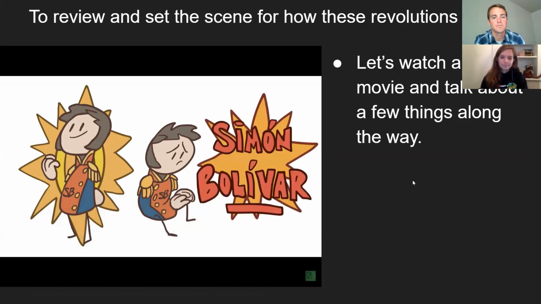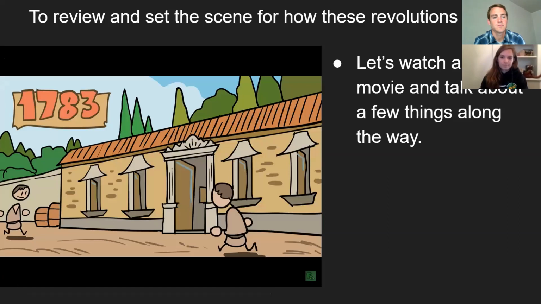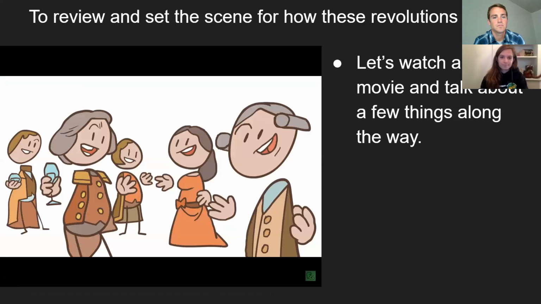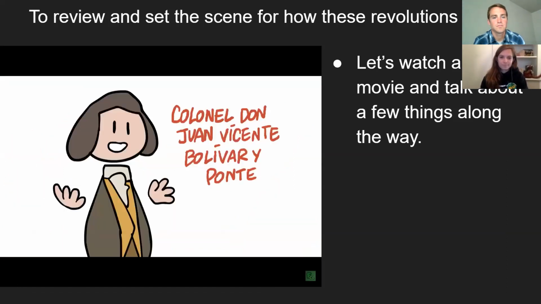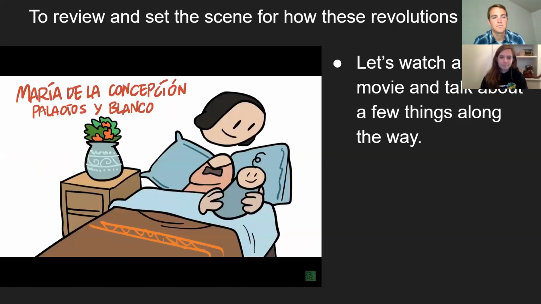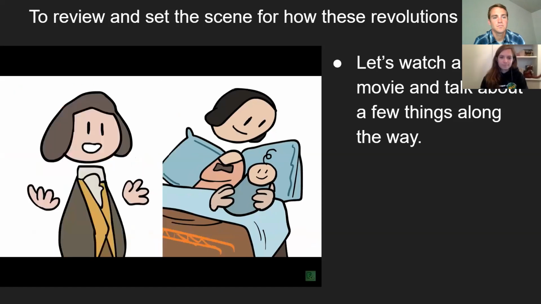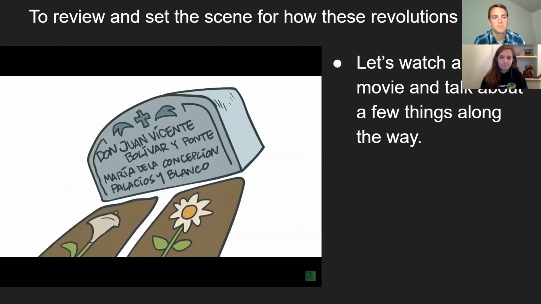Simon Bolivar, 1783. We're in one of the great houses of Caracas. On the lower floor, there's a celebration happening. All the leading people of the city are there. In the center is a man with eyes like a still lake, talking to the crowd. Upstairs, things are quiet. There's a woman lying in bed, holding a newborn child. The man is Simon's father. The woman is his mother. Soon they'll both be taken by consumption.